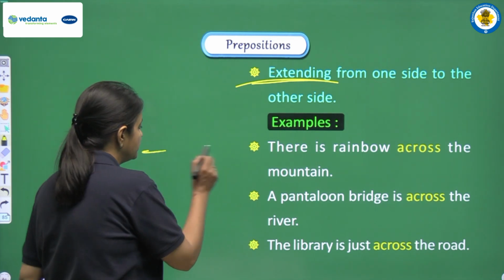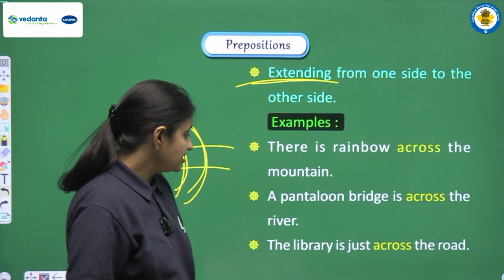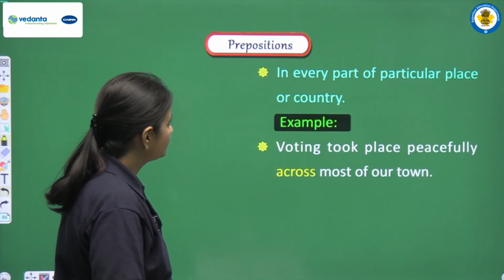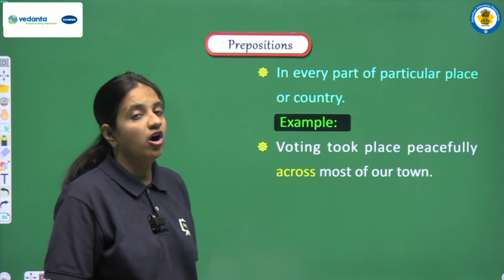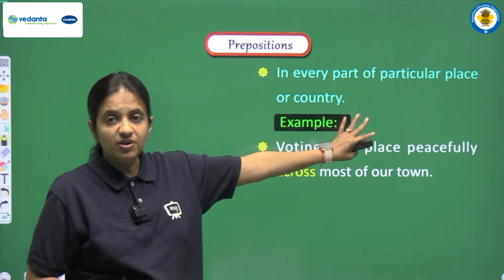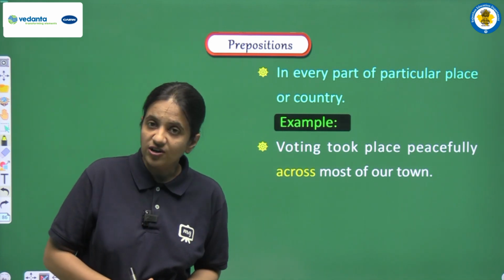So obviously jo bridges hote hain wo river ke upar is tarah se hote hain, across the river. Next is, the library is just across the road. Clear? Next, use in every part of a particular place or country. So if we are referring to every part of a particular place, or we can say a particular country, then also we can use across in a sentence.